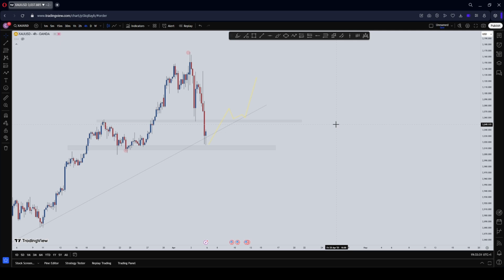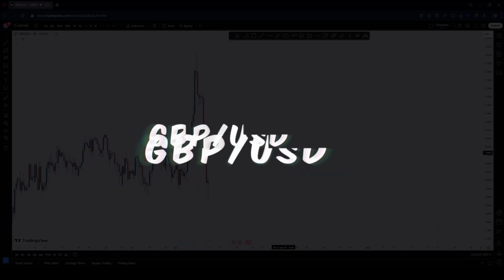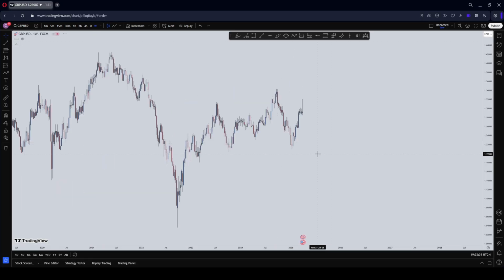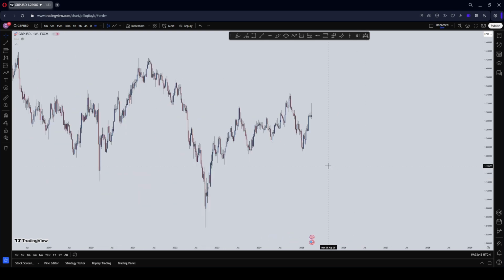Let's go to the next pair. Let's quickly look at GBP USD. Let's go to the weekly time frame. Now, this is where it gets interesting. If you look at the weekly time frame on GBP USD, it is not clear. Let's mark out the higher highs and higher lows. We have these points.